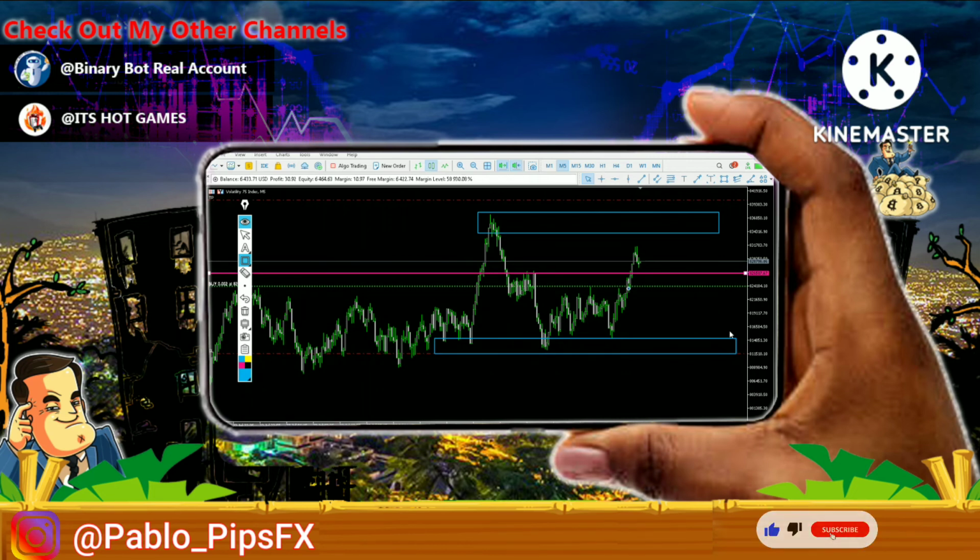One neat trick too, guys, you can add your Fibonacci tool as well. If you have a Fibonacci tool on your MetaTrader, you should use it. I don't want to make this video too long, guys, but I'll leave that for the next video.